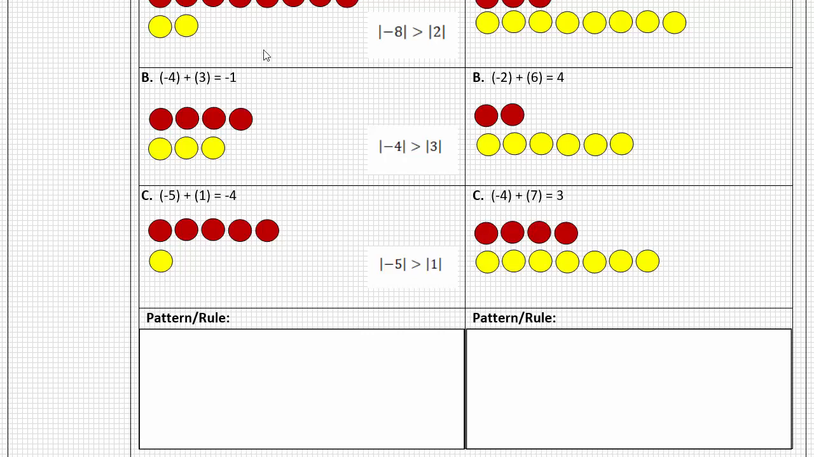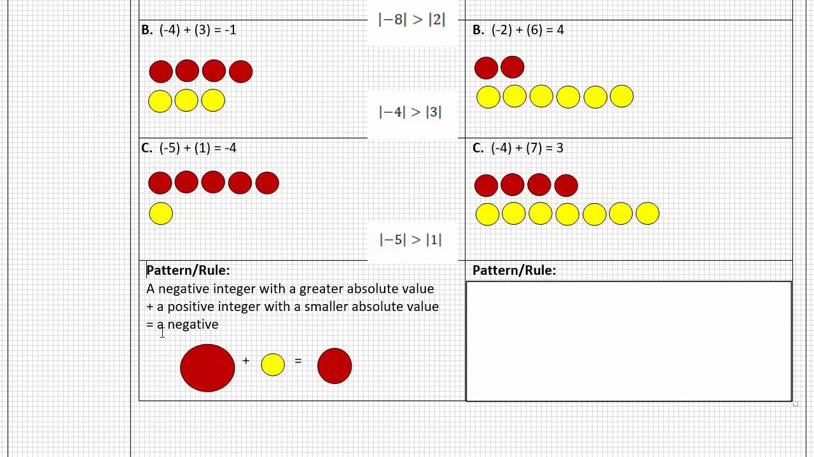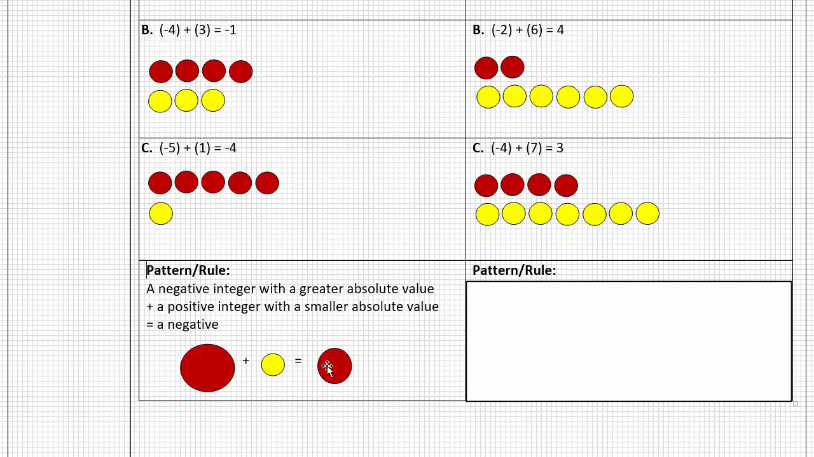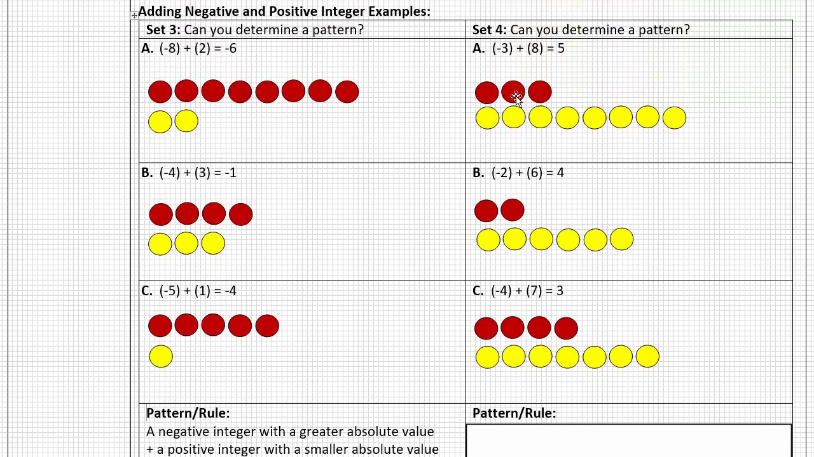The rule and the pattern for this first set of integer chips problems, for this set 3, is that if we take a negative integer with a greater absolute value and we add a positive integer with a smaller absolute value, the answer will be negative. On set 4, it's just the opposite. All of our answers were +5, +4, and +3.